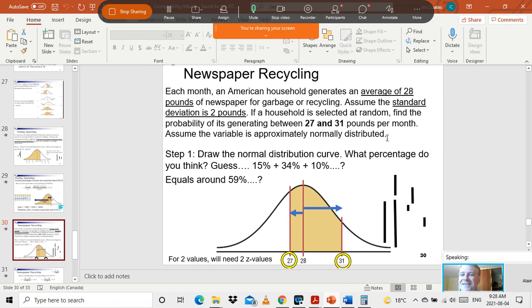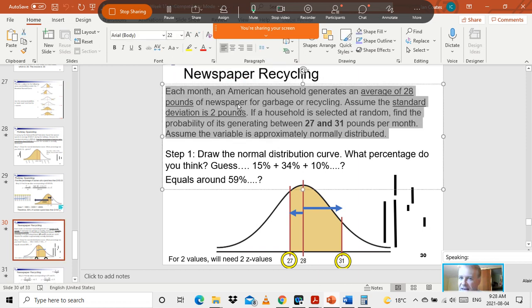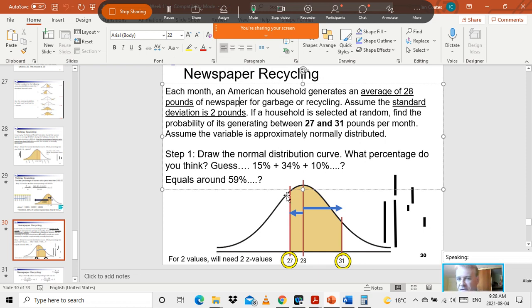This is a standard question. So I draw it. There's my mean, 28. I'm looking for the probability between 27 and 31. And remember that slide, that's how these things are measured using the z-table.